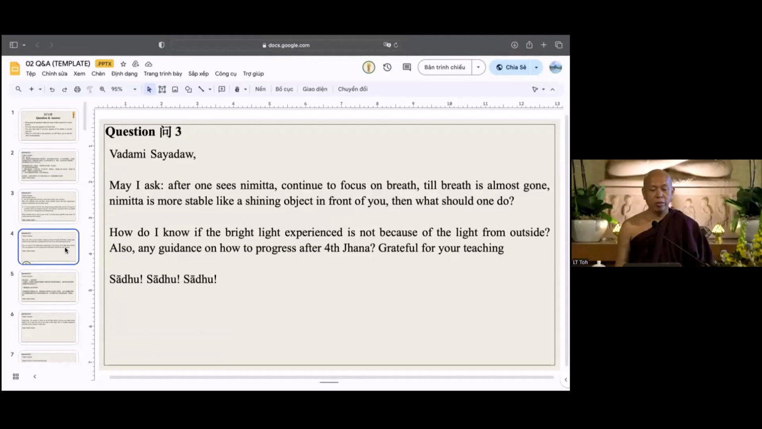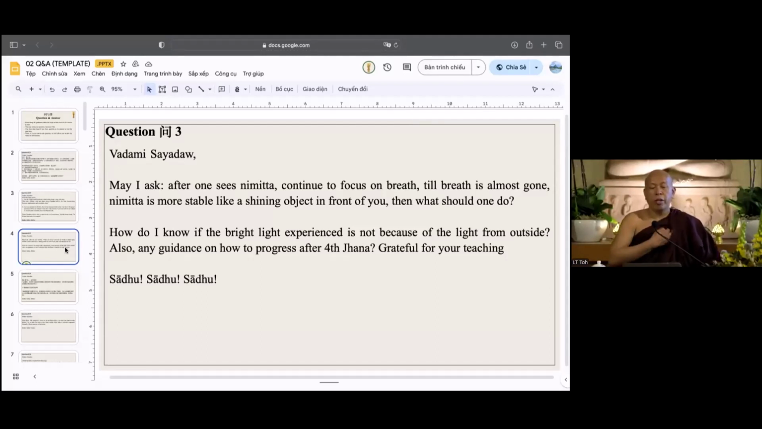Another one: after one sees the nimitta, one continues to focus on the breath till the breath is almost gone. The nimitta is more stable, like a shining object in front of you. Then what should one do? How do I know if the bright light experience is not because of light from outside? Also, any guidance on how to progress after fourth jhana? Grateful for your teaching. Sadhu, sadhu, sadhu.